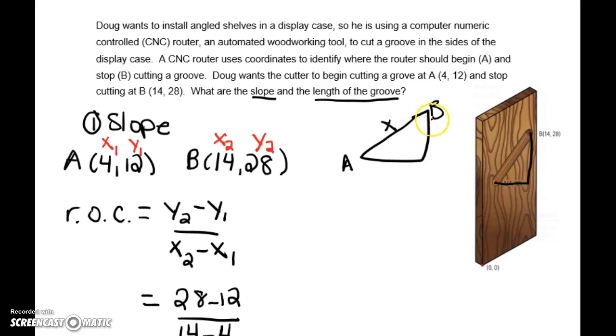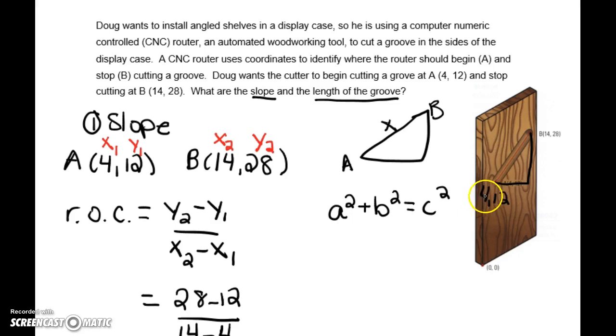In order to use the Pythagorean theorem, as a quick recap, it's a squared plus b squared is equal to c squared, where your c value has to be your hypotenuse, which is this length x. To find length a and length b, we have to use the coordinates that were given. Looking at coordinate A here, we're at 4 and 12.